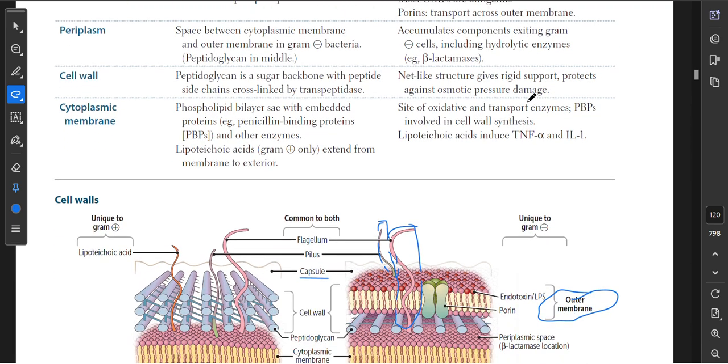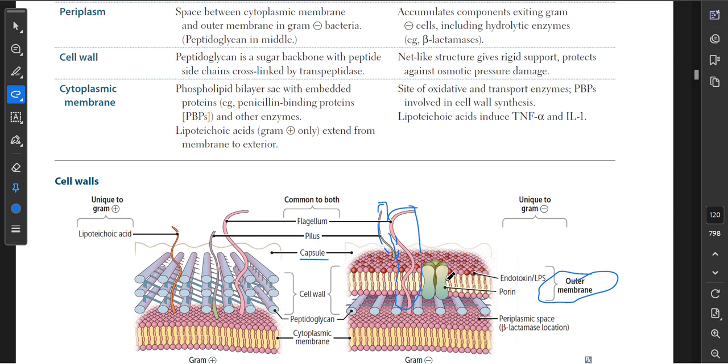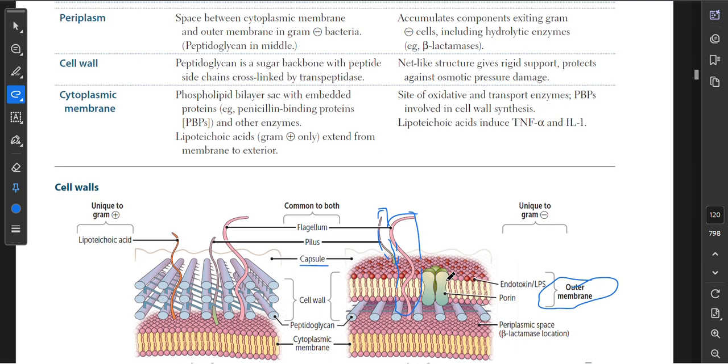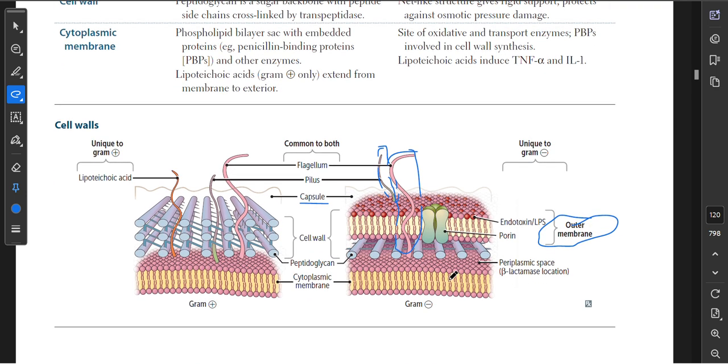और जो porins होते हैं, they are involved in transport of materials across the cell membrane. You see these are the channels and they mediate the transport across the cell membrane. Now coming on to periplasm. Periplasm, it is the space between cytoplasmic membrane and outer membrane in gram-negative bacteria only. The peptidoglycan is present in the middle. So you can see right over here, this is the periplasmic space.